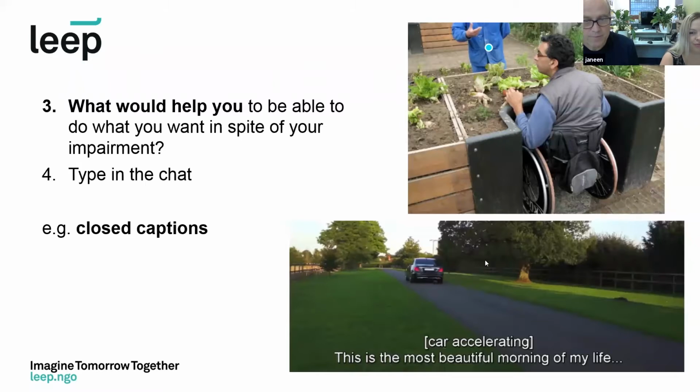And below, someone said they like to watch movies and they've got a hearing impairment. And of course we have closed captions. So it not only shows any dialogue on the screen, but also what the sounds are, like spooky music or car accelerating, whatever.